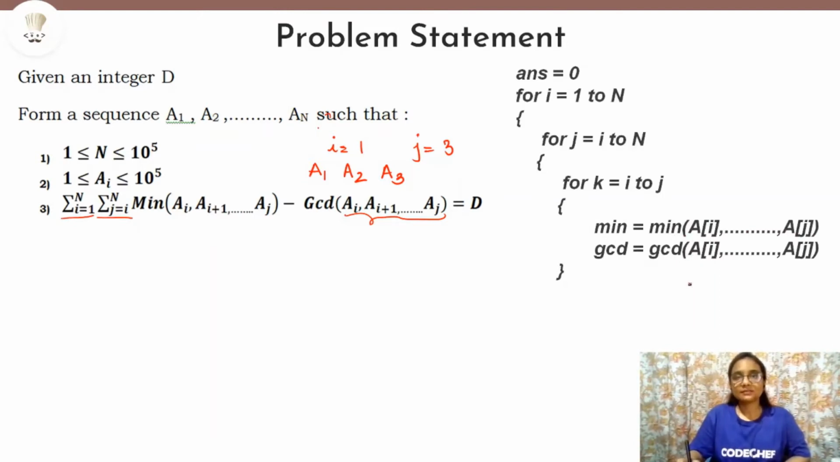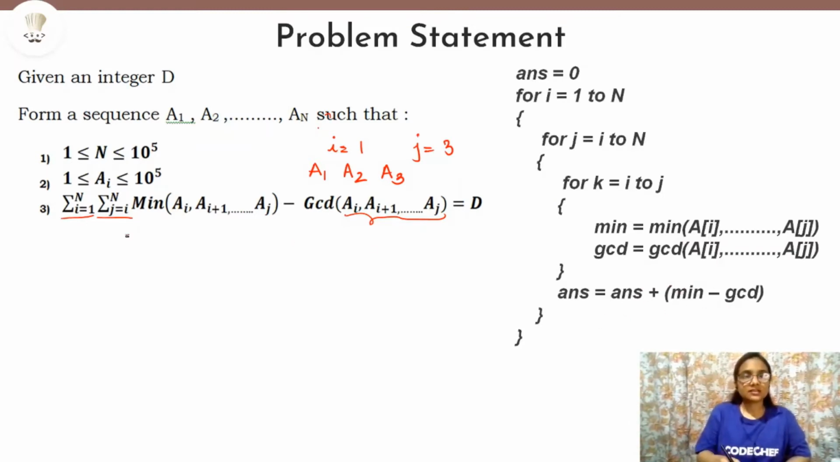and also the GCD of the same sequence. And once we have calculated the minimum and GCD of the sequence, then what are we supposed to do? We are supposed to accumulate this minimum minus GCD into our answer, because here you can see that we have these summations here, right? So summations means that we have to keep adding whatever minimum minus GCD we are calculating each time in the entire process. This is how this expression is running.